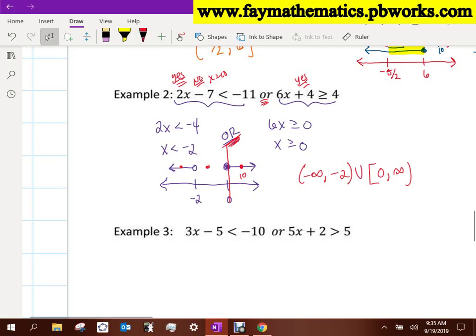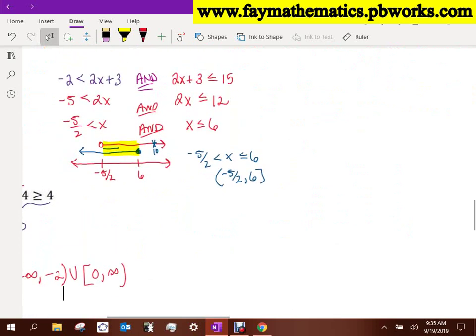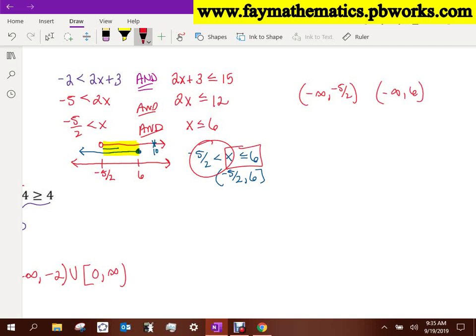Okay. If we come up to this one real quick, just to mention this one here, that there says x is less than negative 5 halves, right? So that would go from negative infinity to negative 5 halves. This says x is less than or equal to 6. So then that would be like negative infinity to 6. Okay? Now you would not union that. That's an intersection. Does that make sense?